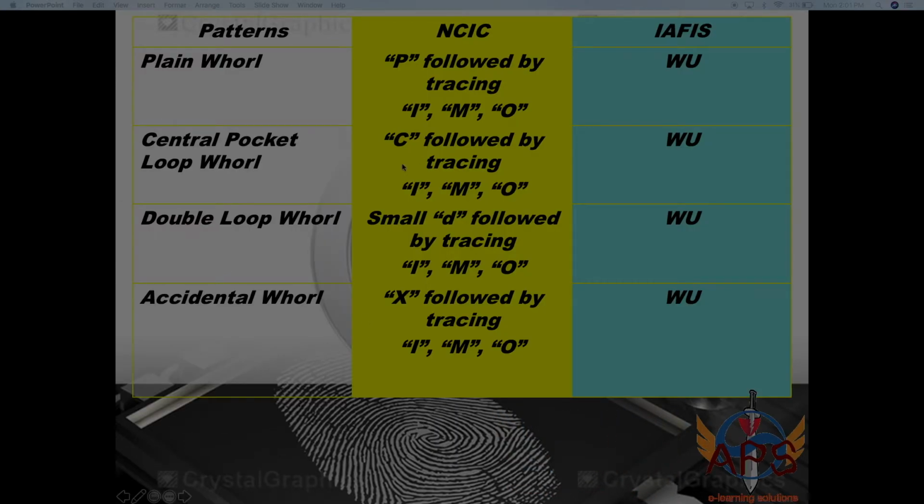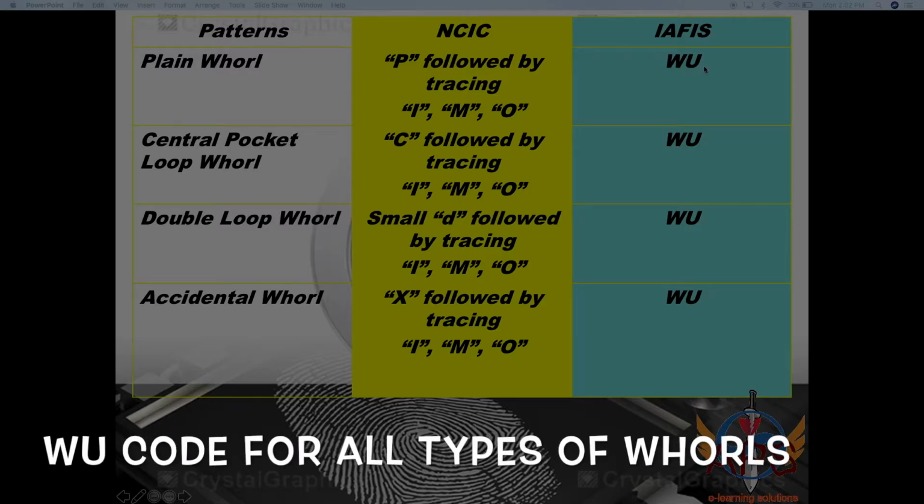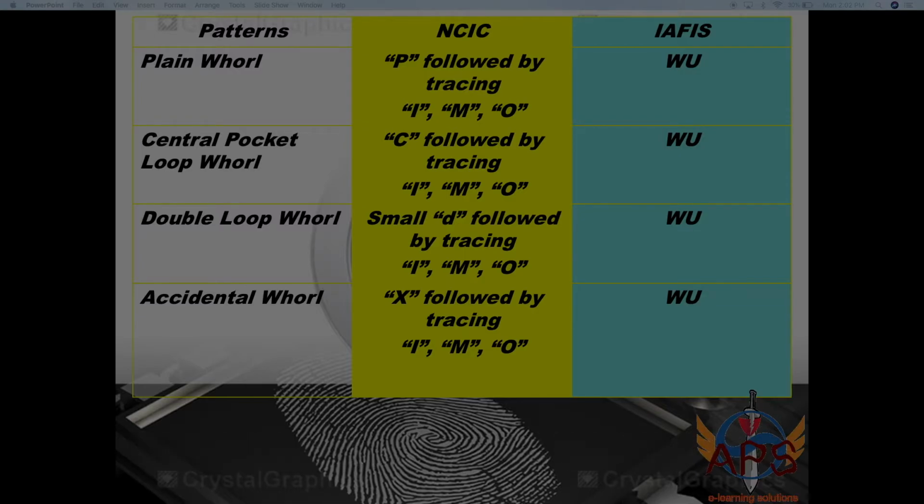For the whorl family, here is the NCIC code: PI, PM, PO, CI, CM, CO, DI, DM, DO, XI, XM, XO. But for the AFIS code, we just use WU for the 4 subgroups of the whorl patterns. So basically much easier.